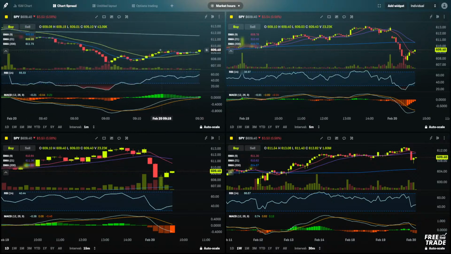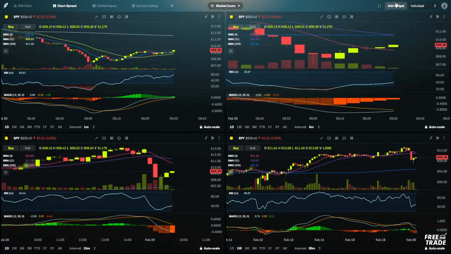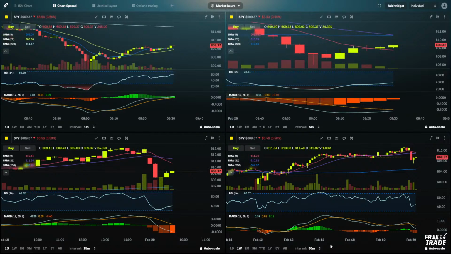Going back here to SPY, looks like we are still pushing up a little bit, quite a bit slower. But we're about to enter this buy cycle here on the 5 minute, so something to keep in mind. And we are gaining volume as we enter this, so this is going to be really interesting.